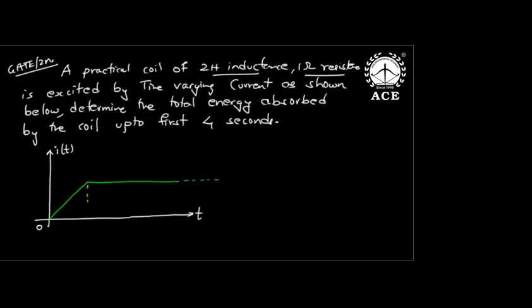This is 2, this is the 4th second, this is the 6th second, like that it is going up to infinity. Time in seconds. And this is now 6 amperes. Look at the problem, everybody read the problem. A practical coil of 2 Henry inductance and 1 ohm resistance is excited by a time varying current as shown. Determine the total energy absorbed by the coil up to first 4 seconds.